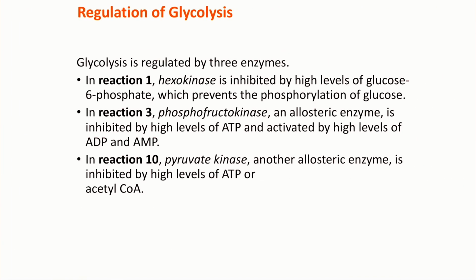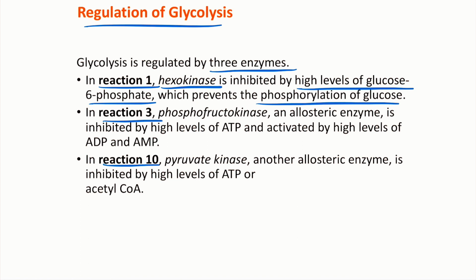So how do you regulate this? How does your body regulate glycolysis? It's generally regulated by 3 enzymes. The 3 enzymes are reaction 1, reaction 3 and reaction 10. Reaction 1, where the hexokinase is inhibited by high levels of glucose 6-phosphate, which prevents the phosphorylation of glucose.